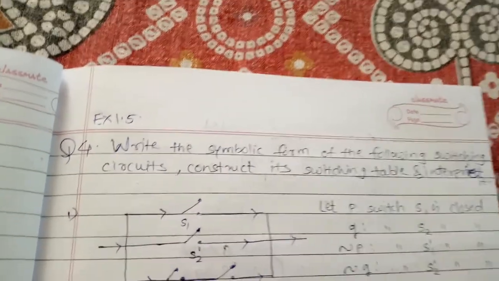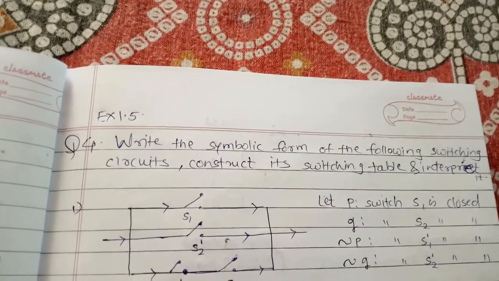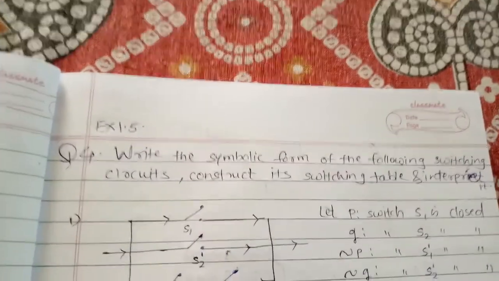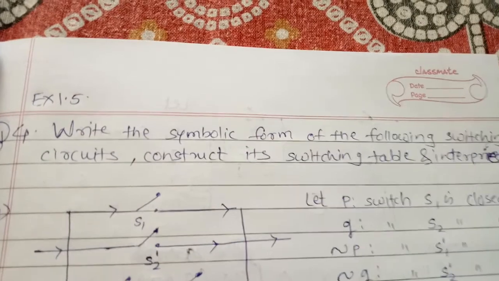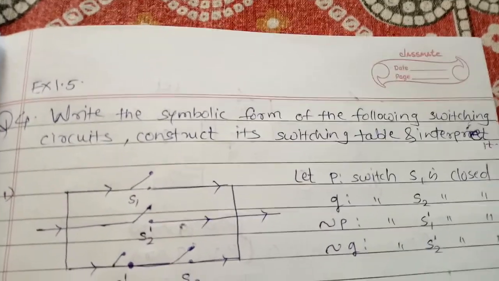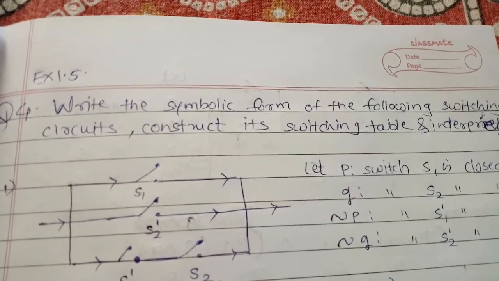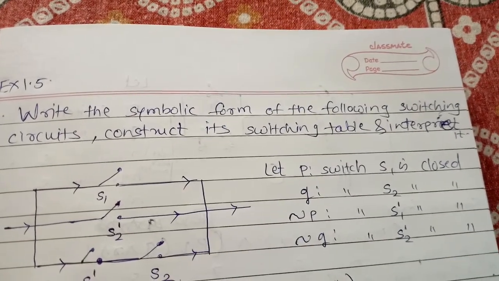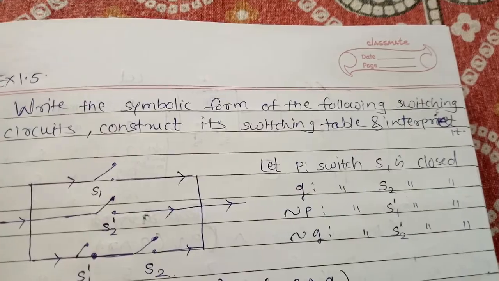Hello students, now I am going to continue the chapter Mathematical Logic of 12th standard, exercise 1.5 and the question number 4. So the question is, write the symbolic form of the following switching circuits, construct its switching table, that is input output table, and interpret it.